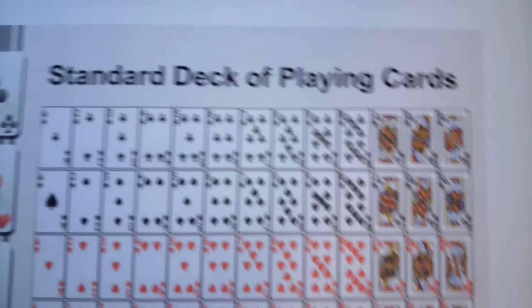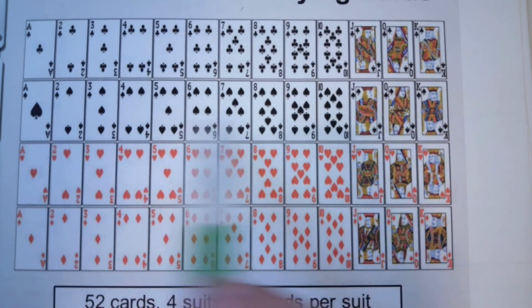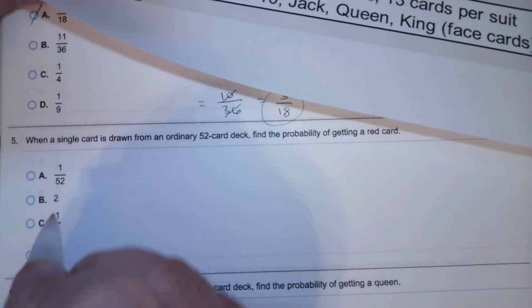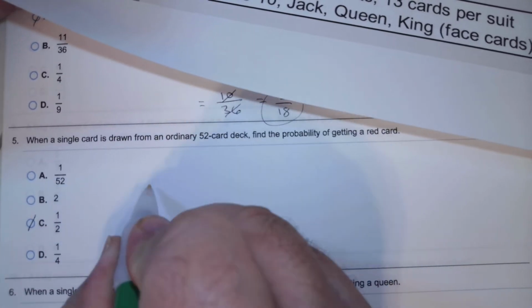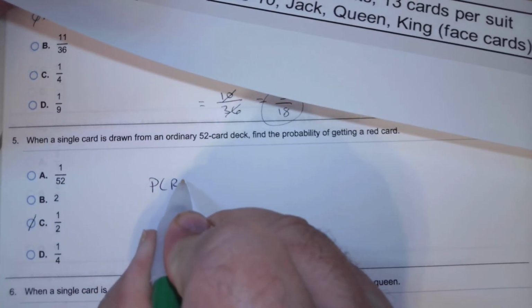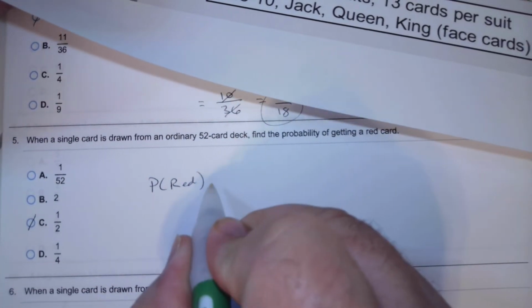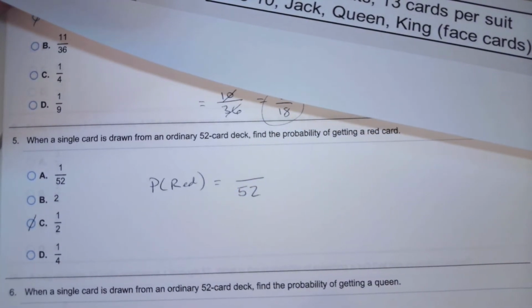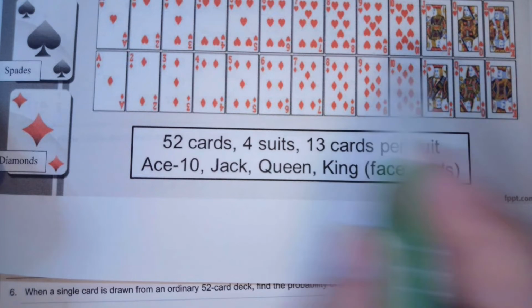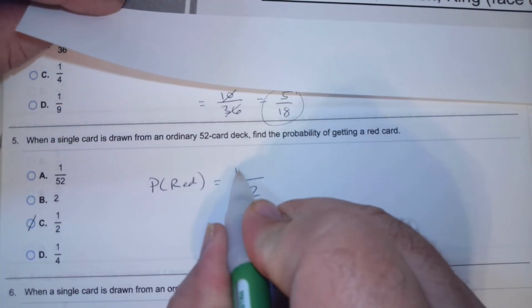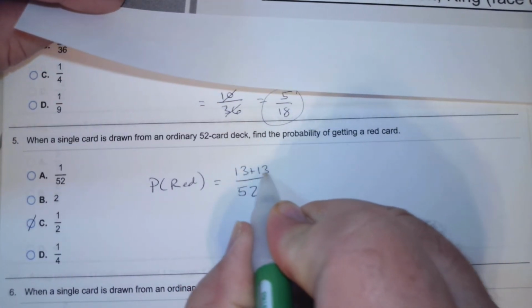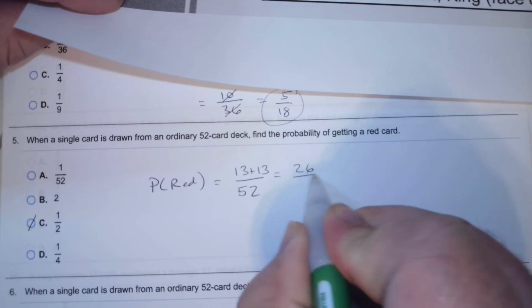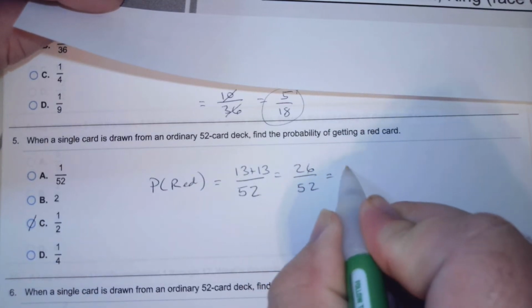So the question is asking, what's the probability of getting a red card? Since half of them are black and half of them are red, the probability of a red card, we know there are 52 cards, 13 diamonds, 13 hearts, 13 plus 13 is 26/52, which is 1/2.